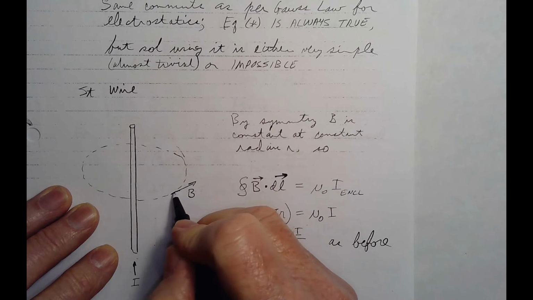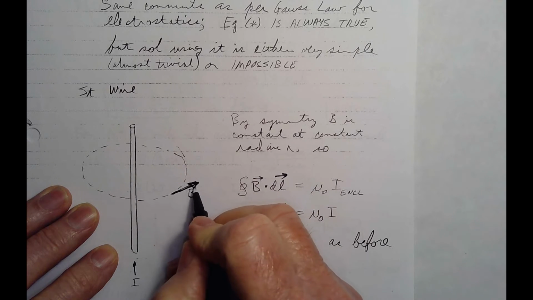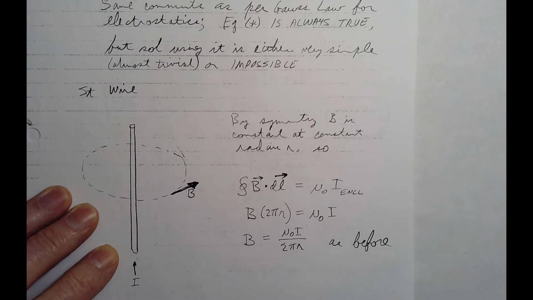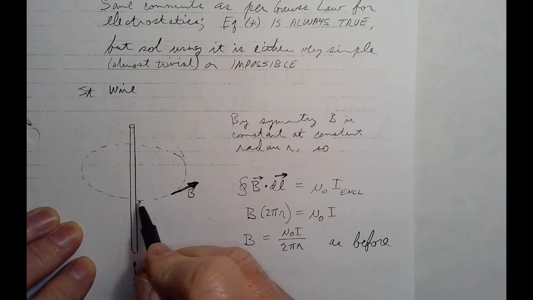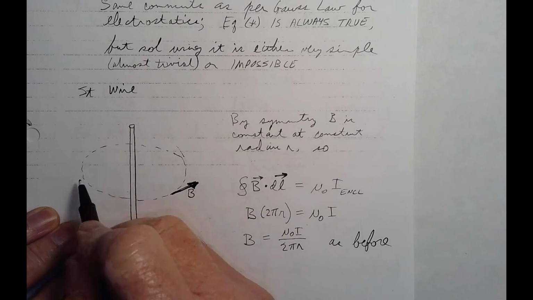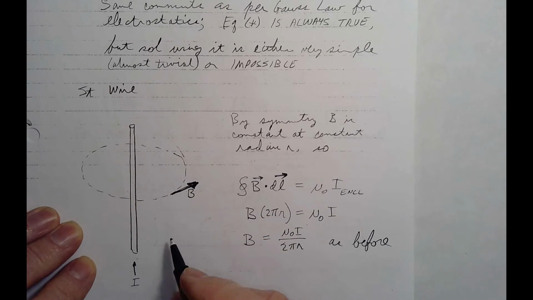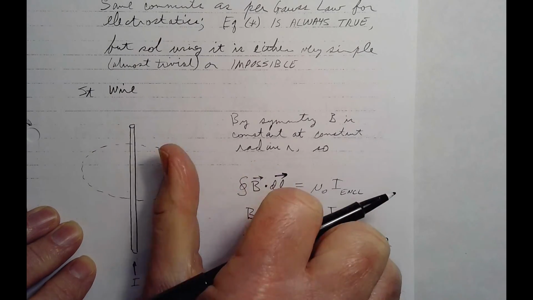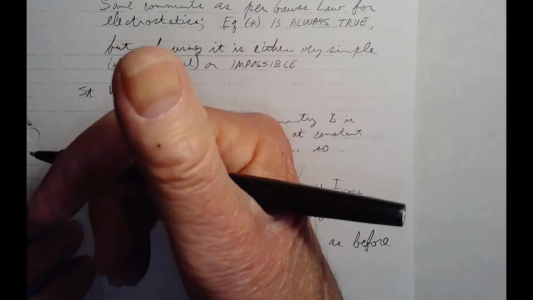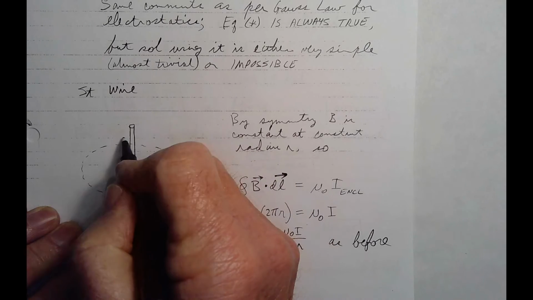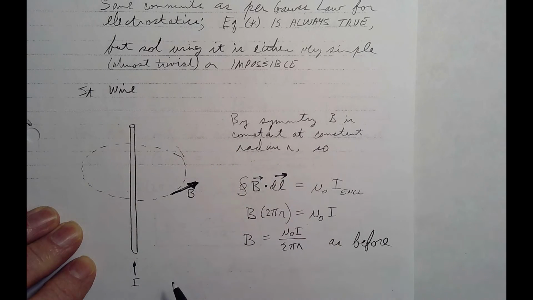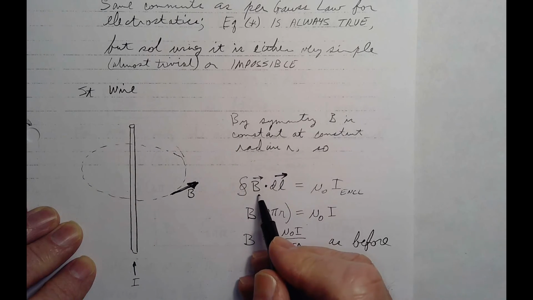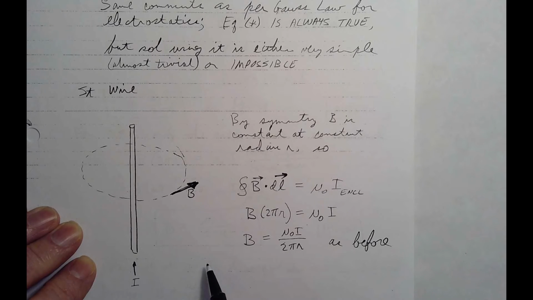Invoke the normal symmetries just as we did in Gauss's law for electricity. We take a closed path with perfect symmetry, which is a circle. We know from the right-hand rule that if I put my thumb in the current direction and wrap my fingers around the wire, the B field makes circular closed paths. So that makes the integral of B dot dL very simple to evaluate.